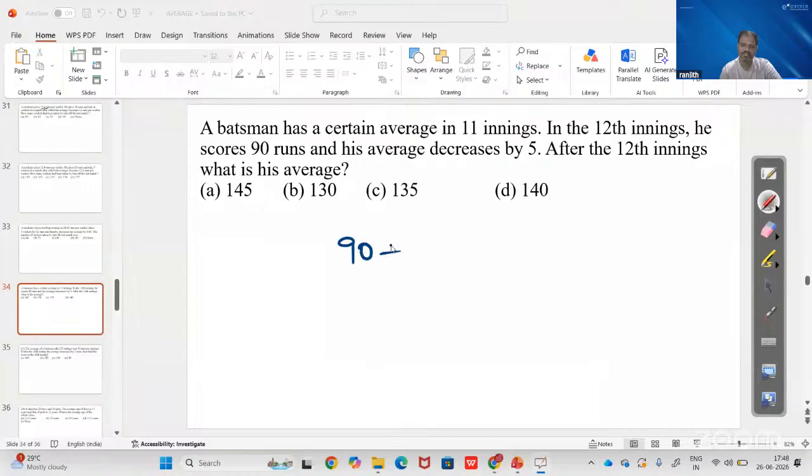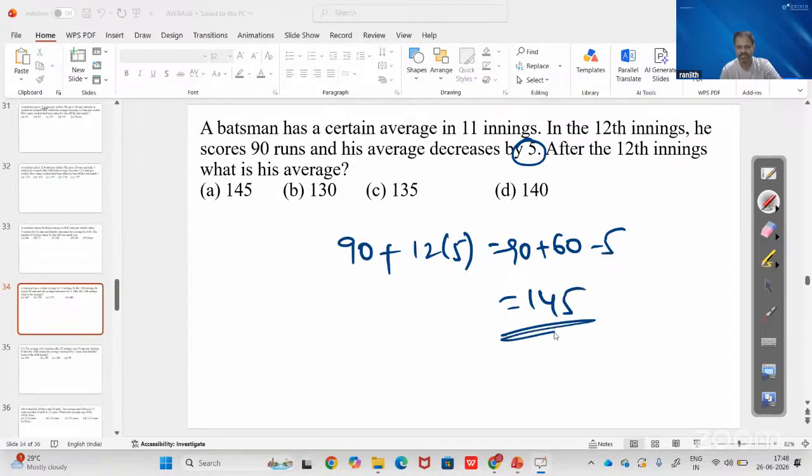90 plus. So you can take 12 into 5. So 90 plus 60, but the average is decreased by 5. So that will be equal to minus 5. So the answer is 145.